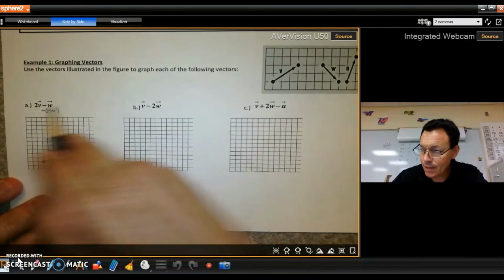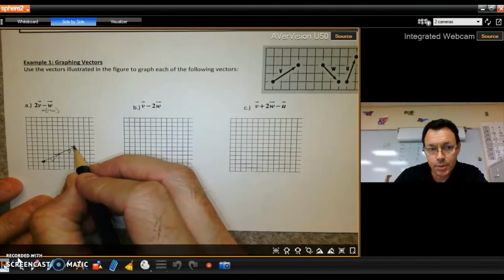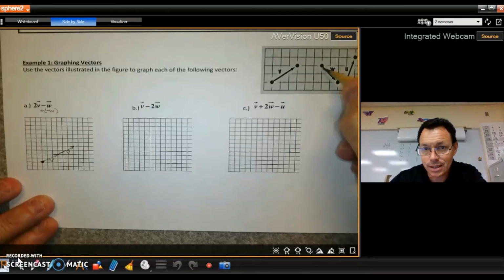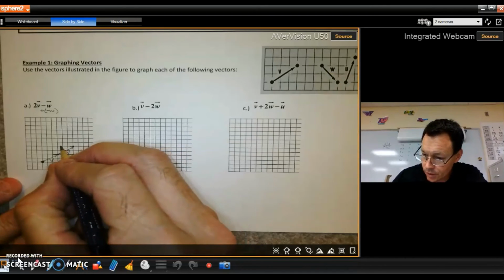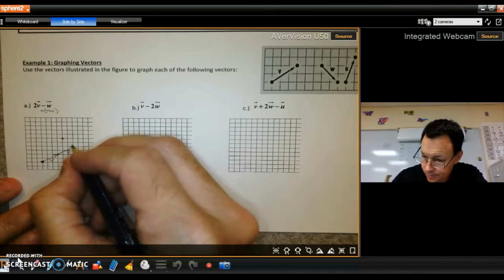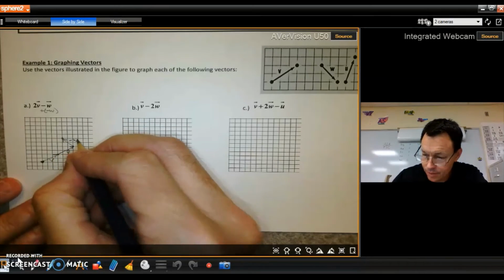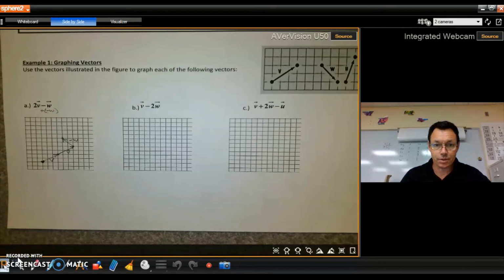And now I'm supposed to add the opposite of w. Again, from where I stopped, this is where I'm going to start drawing the next picture. The next picture is going to look like this, except the arrow's on the other end. So it starts here and goes 2 to the left and 2 up. That is negative w. Now, that's not my answer.